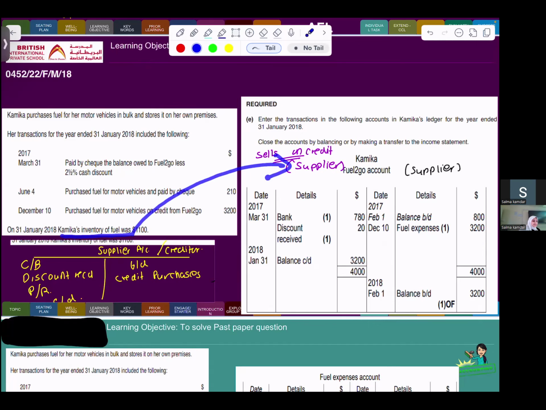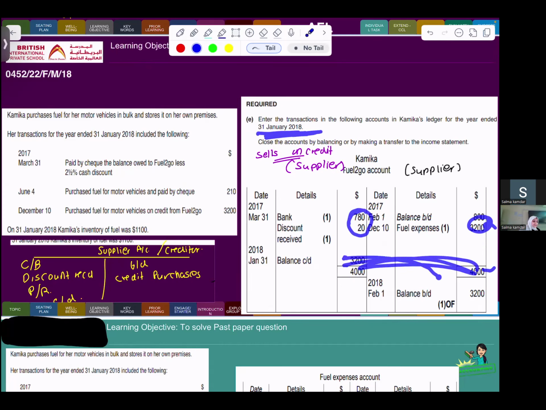So you close the account on the last date. Last date is given to you over here. Do the total. Write the total on both the sides. From this minus whatever is over here, you get the balance. And you need to bring down this balance on the first day of the next month. Writing the dates is mandatory.